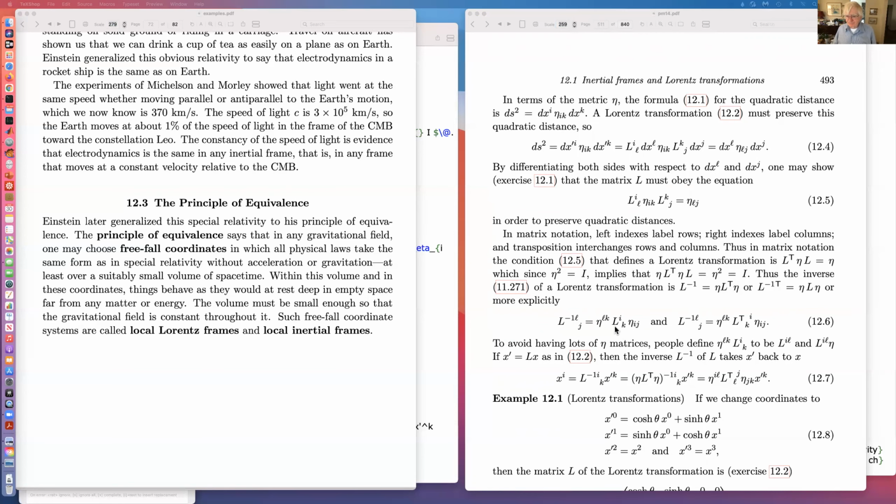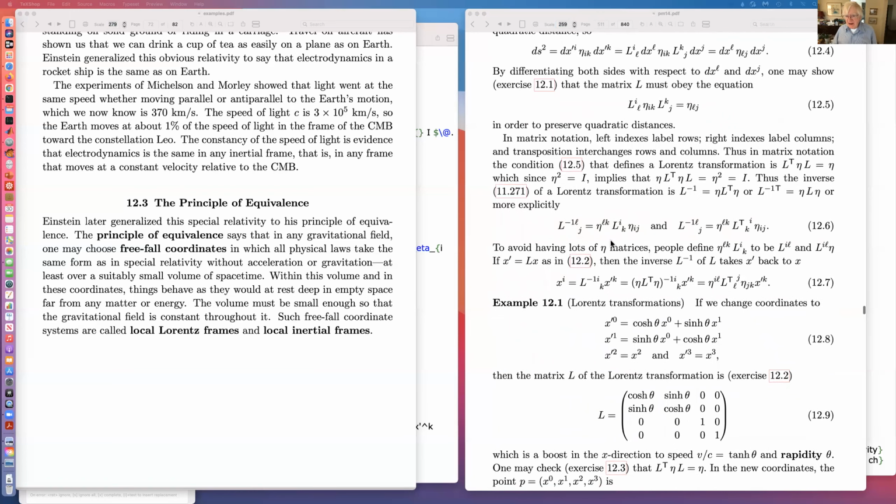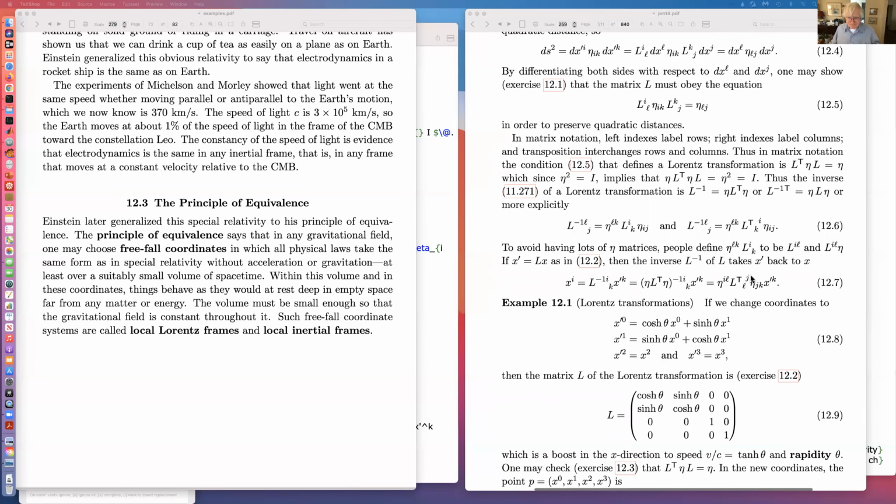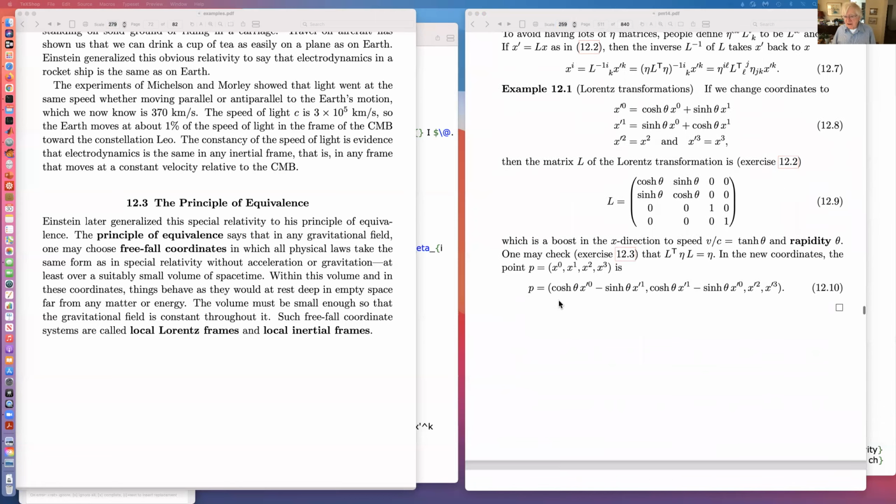And so we can write it this way. In other words, L inverse is eta L eta, or equivalently eta L transpose eta. But when we write L transpose, we have the K on the left and the I on the right. To avoid having lots of eta matrices, people define this to be that. And then one can write, let me skip ahead.